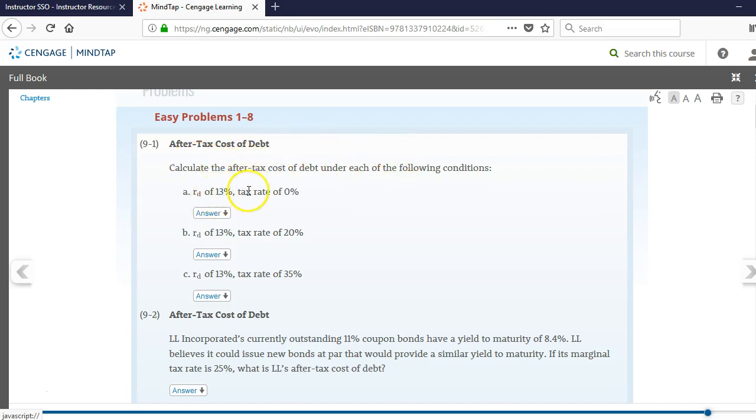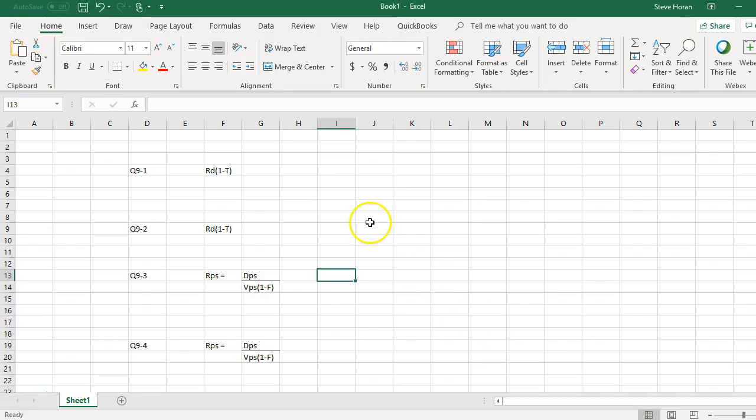What they're doing here is basically asking what the after-tax cost of debt is under 3 different scenarios where the cost of debt is 13 in each one. The question really is how much does tax impact the after-tax cost of debt? So 0, 20, or 35 are the options they're giving us. So in Excel, let me make that list a little bit bigger.